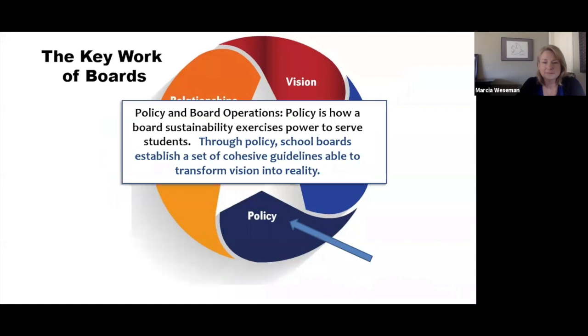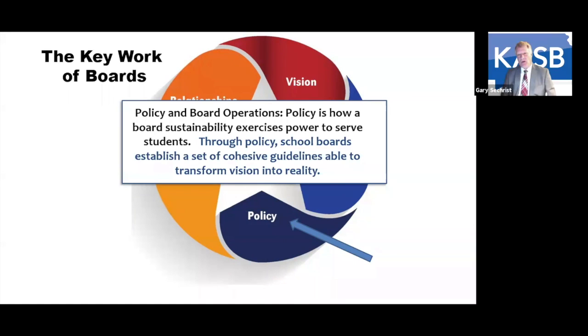Okay, so the key work of the board, the third aspect, is policy. So Gary, what are we talking about when we're talking about policy, and what does it look like? Well, board, if you've been able to comply with the key work of vision, which would then infer that you have goals, you need to think about your policies and how they will be able to allow you to transform your vision, which is part of the key works, into reality.